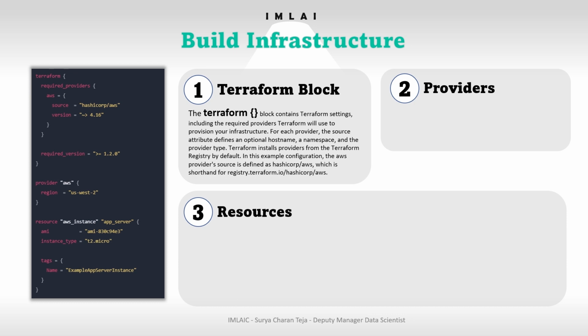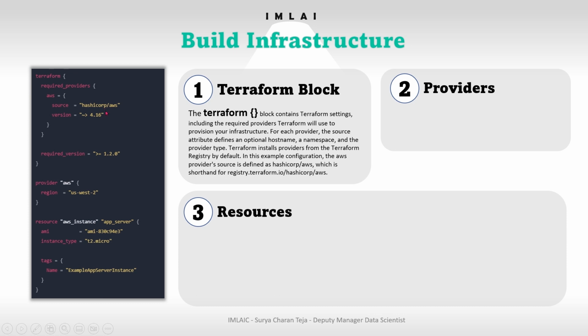So in this example configuration, the AWS provider's source is defined as hashicorp/aws, which is shorthand for registry.terraform.io/hashicorp/aws. You can also set a version constraint for each provider defined in the required providers block. So the version attribute here is a required version, and here you can see the source.